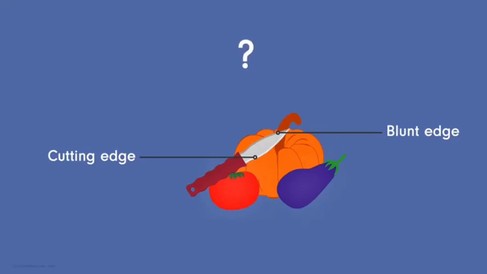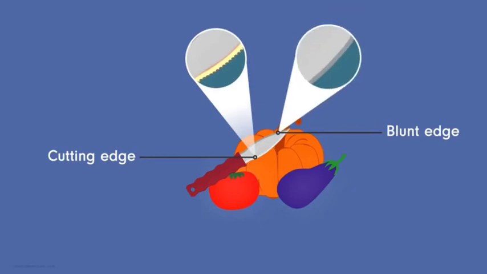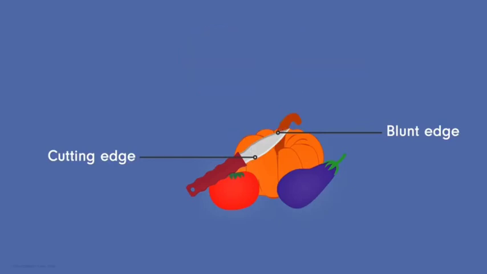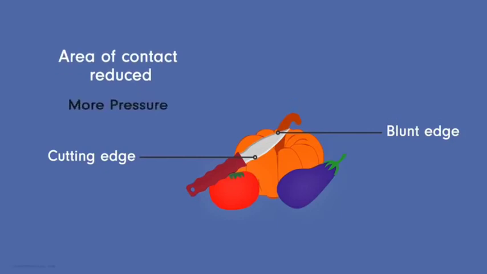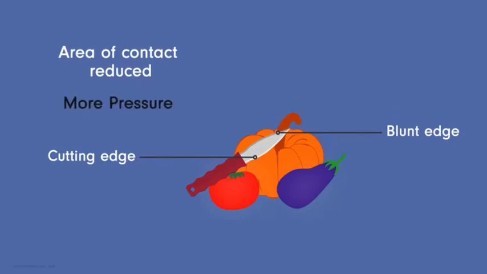What is the reason in this case? Well, at first sight, the two edges might look the same to us. But if you look at them carefully, the cutting edge has small triangle-like shapes with sharp outer points. The other edge has nothing of these. So if you cut a vegetable with a cutting edge, the area of contact between the vegetable and the knife is greatly reduced. Hence, more pressure is applied on the vegetables using the cutting edge of the knife.